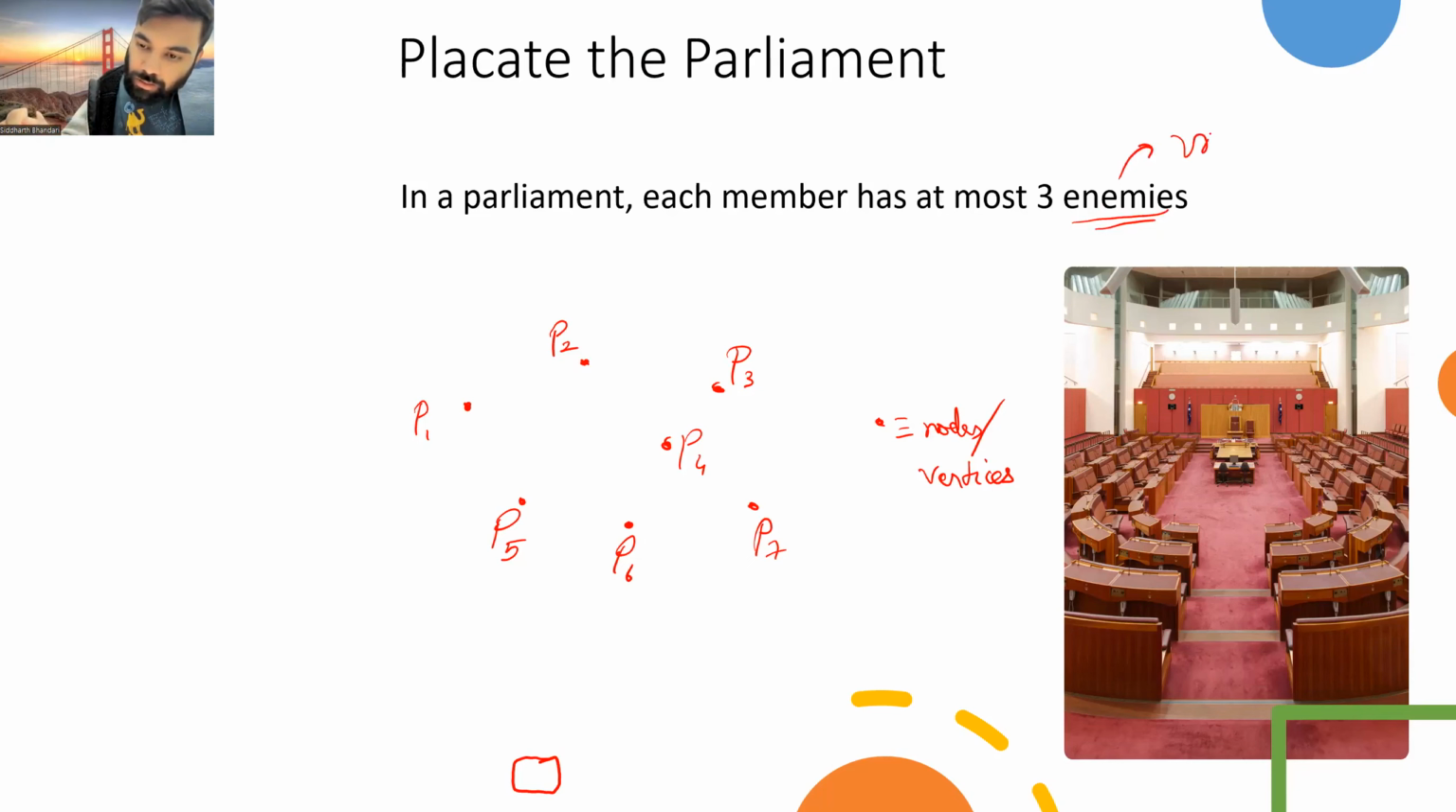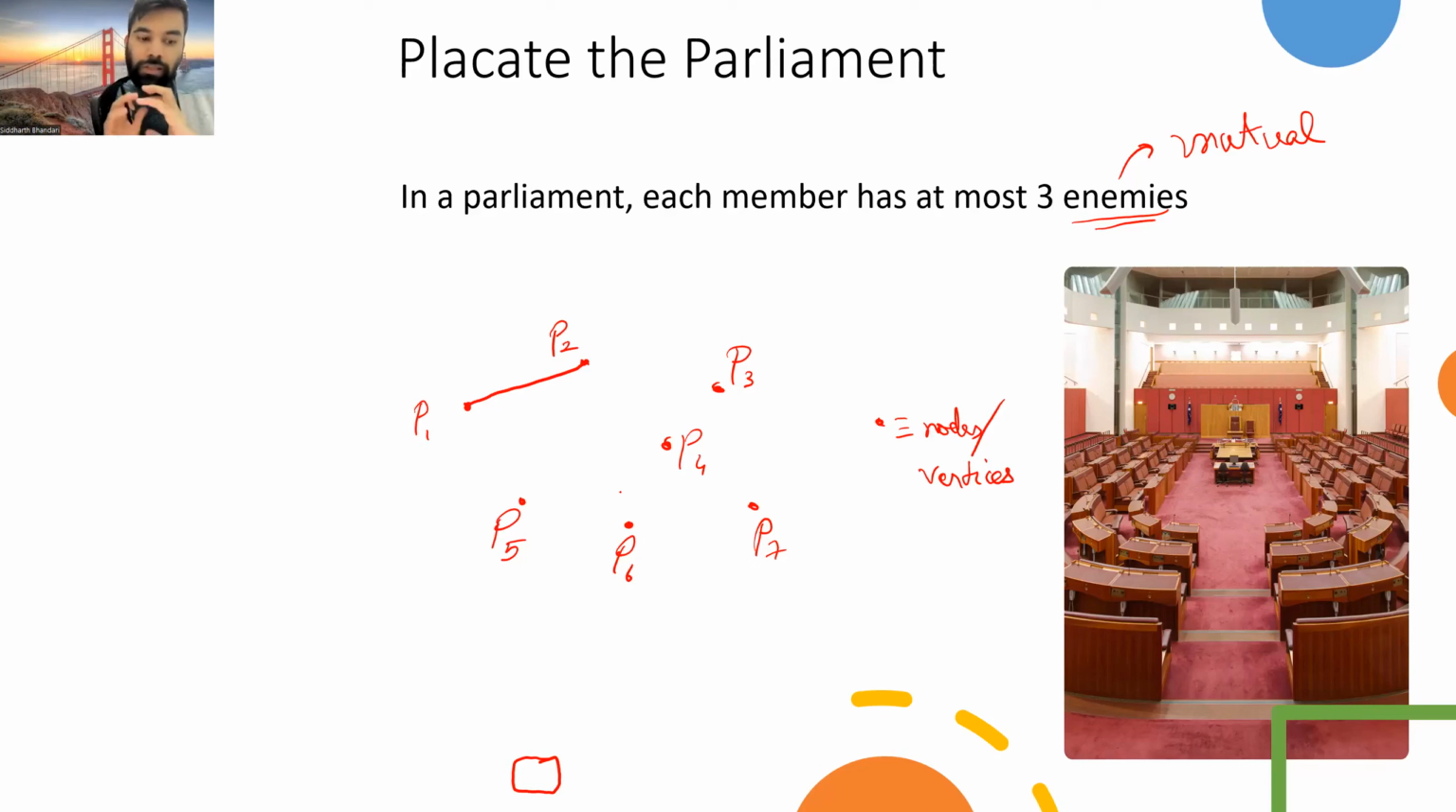So being an enemy is a mutual relation. This is something that I am stating, meaning that if I am your enemy, you are my enemy. It's not like a crush. This is really mutual. So if you are my enemy, then I am your enemy. If person 1 hates person 2, then person 2 will hate person 1 back. So how do we capture this crazy situation?